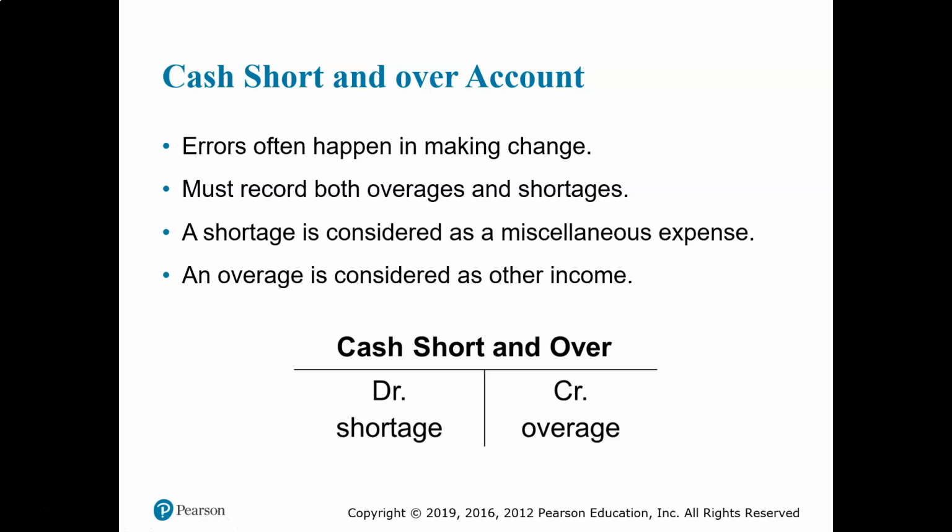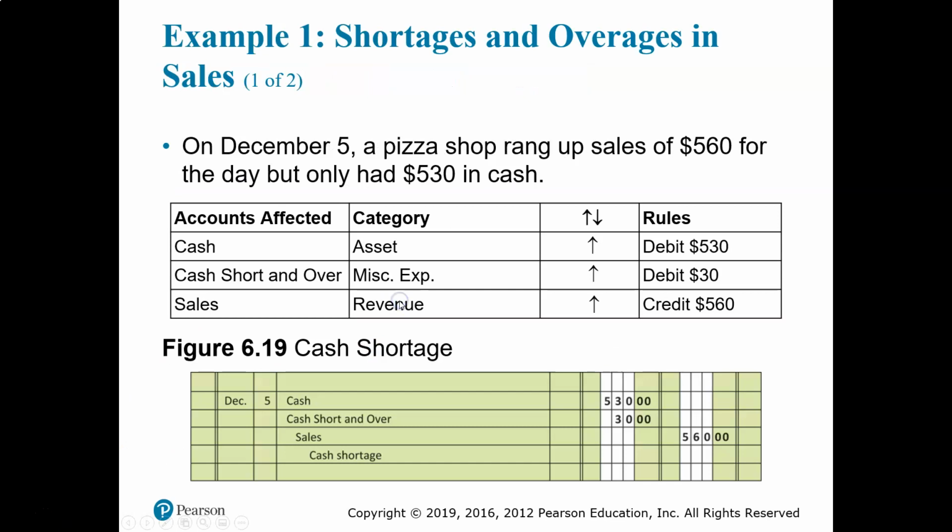Okay, now, you know those people at McDonald's and the movie theater make errors with the change and give you the wrong change back, so they must record overages and shortages. A shortage is considered a miscellaneous expense. An overage is considered other income. So this is your T account: cash short and over. You debit if there's a shortage. You credit if there's an overage.